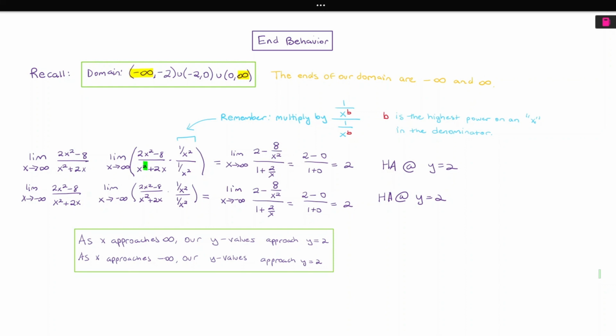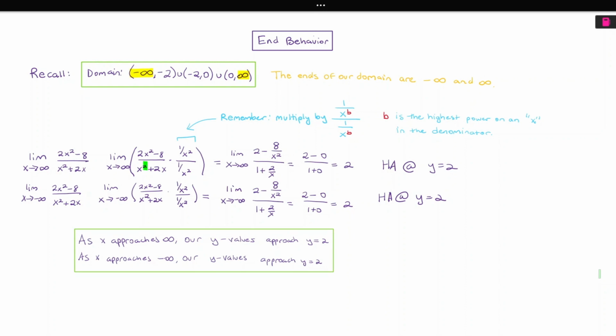So both of these tell us that we have a horizontal asymptote at y equals 2. Or you can think about it as x approaches infinity, our y values approach y equals 2, and as x approaches negative infinity, our y values approach y equals 2.